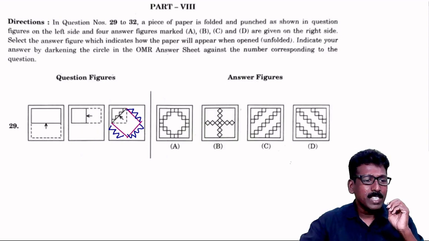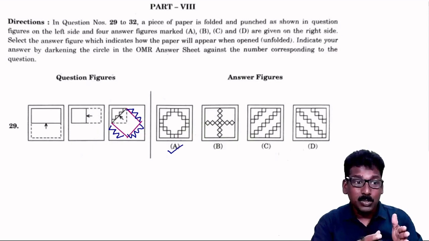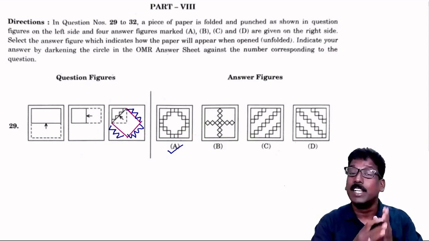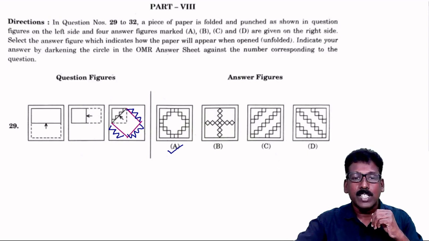Yes, you can see it is incomplete. A can be the correct answer. But you see the other options are entirely different from the first. So A will be the correct option. Now let us check out the next questions.